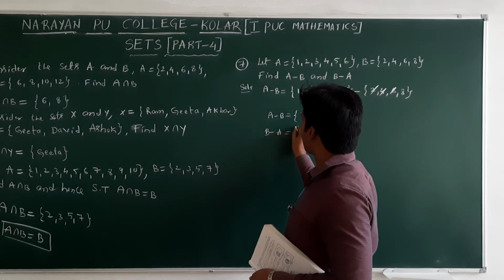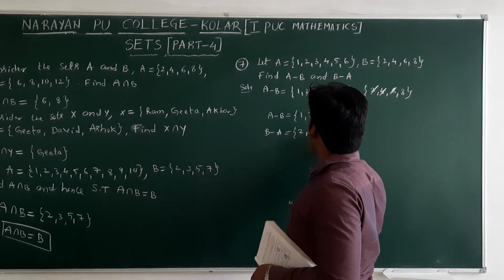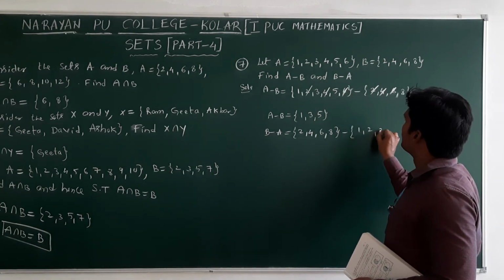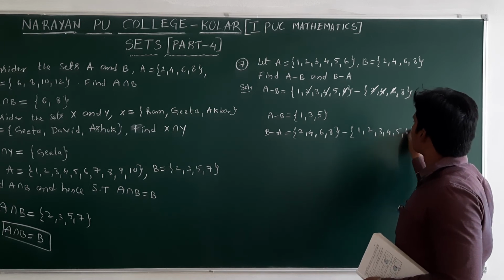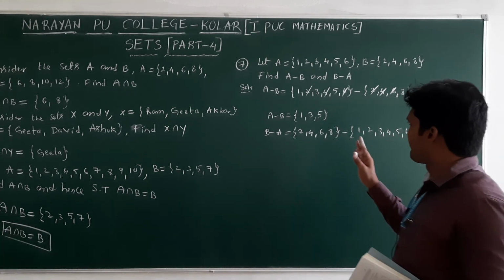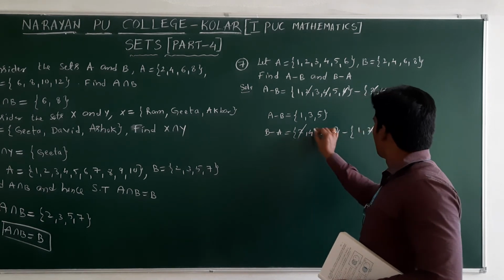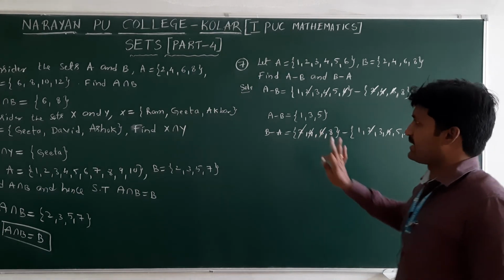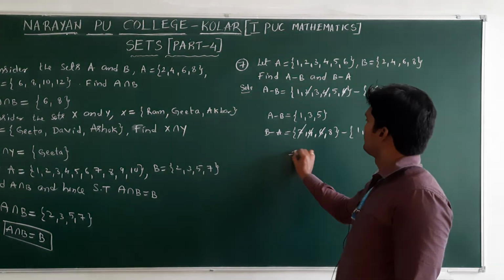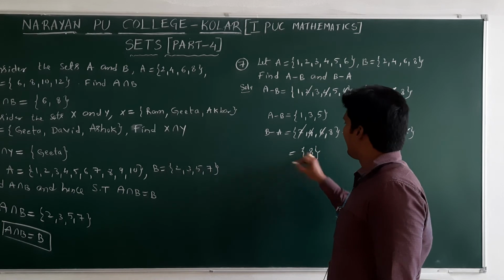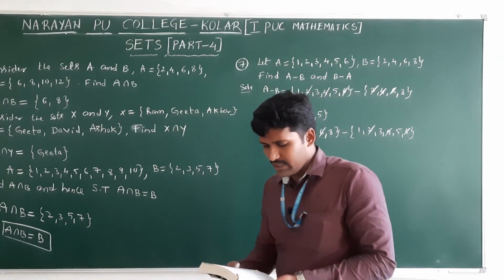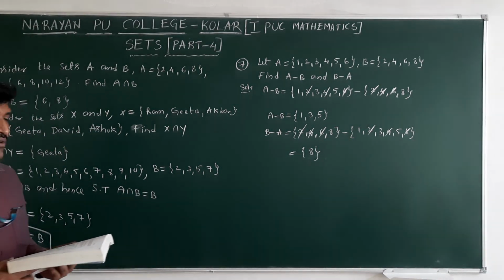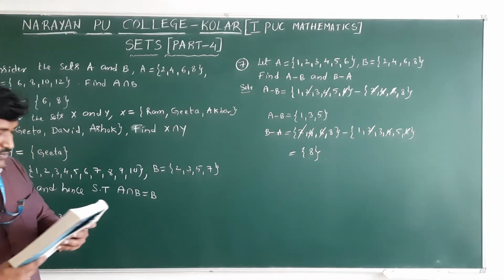Next, B minus A. 2, 4, 6, 8 minus 1, 2, 3, 4, 5, 6. Common elements between B and A, eliminate 2, 4, 6. The only element present in B which is not present in A is 8. Only one element is contained in this. Clearly we can identify that A minus B is not equal to B minus A.